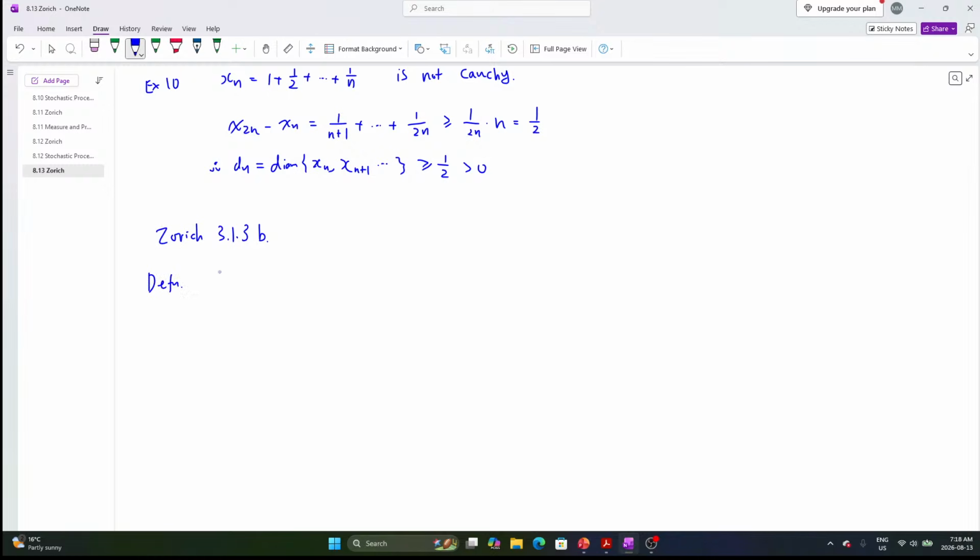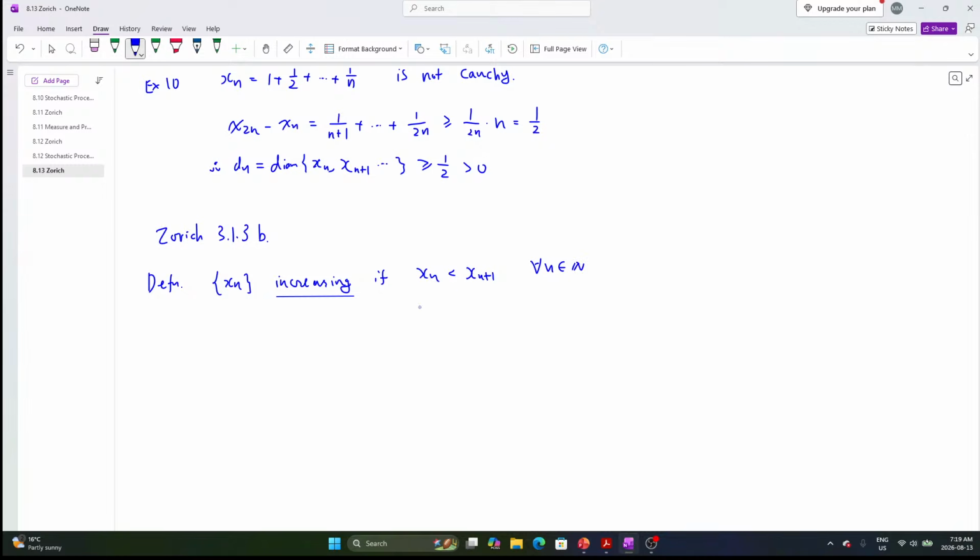A definition: the sequence xn is increasing. Of course, we all know what that means. Okay, this is interesting. It says if xn is less than xn plus 1. So I guess in Zorich, increasing means strictly increasing for all n.